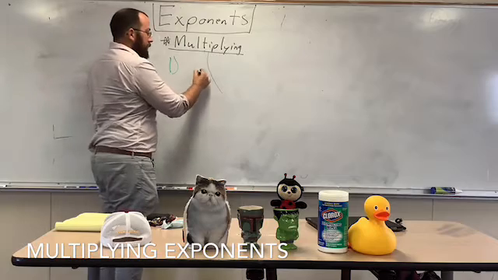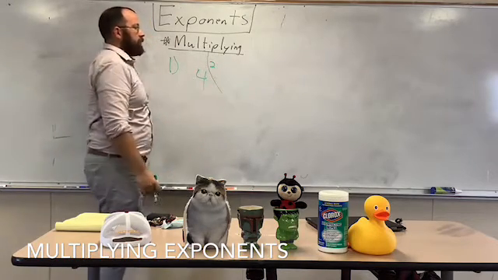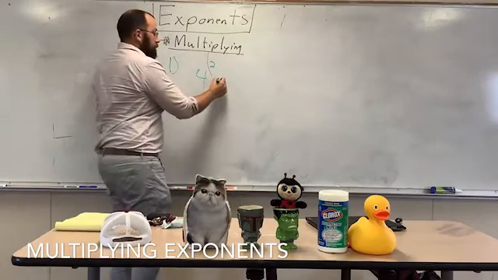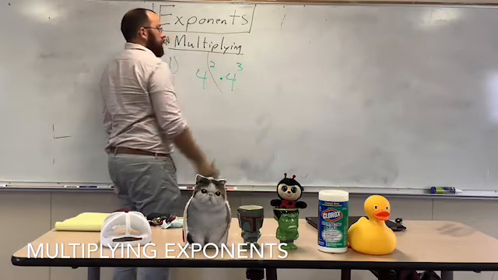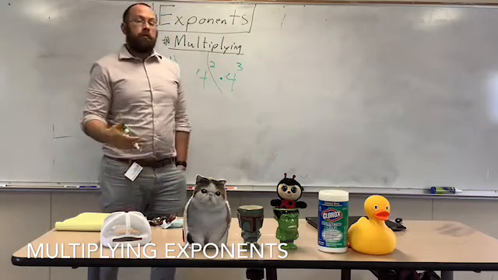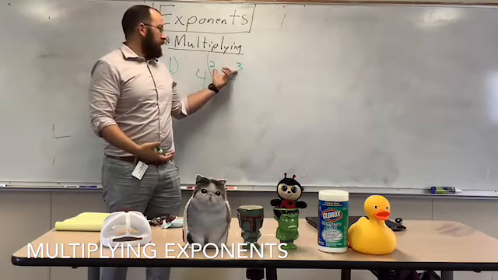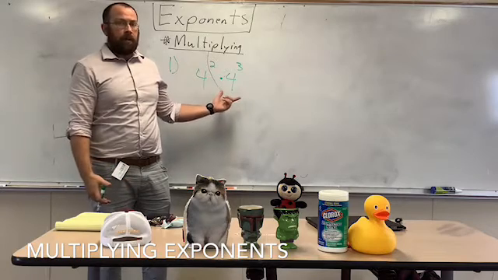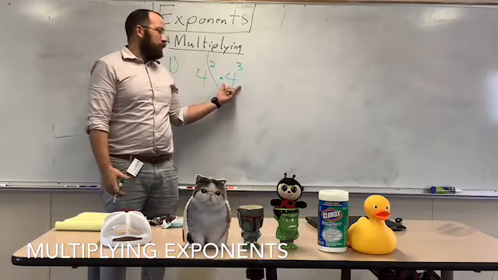So let's say I have a base of 4 raised to the power of 2. Then I have another base of 4 raised to the power of 3. Now to multiply bases with exponents, the bases have to be the same. Alright? I can't have a 5 here and then have a 2 here.